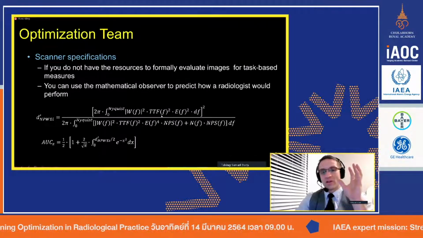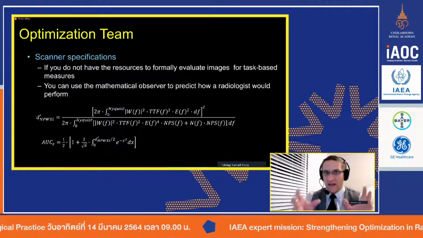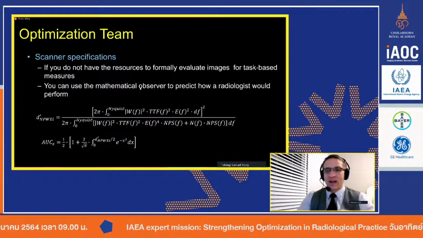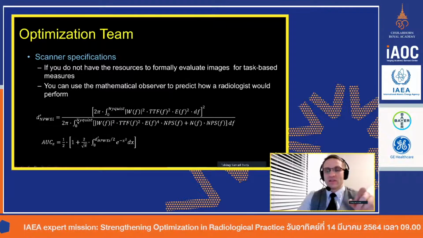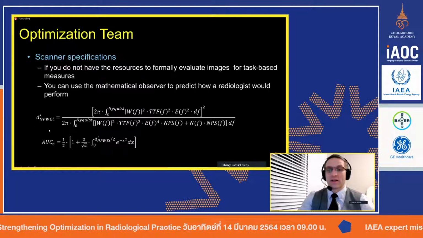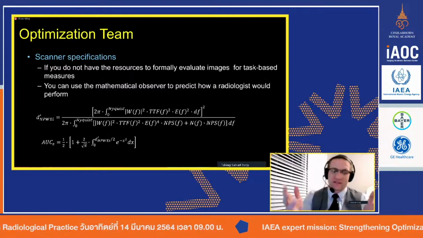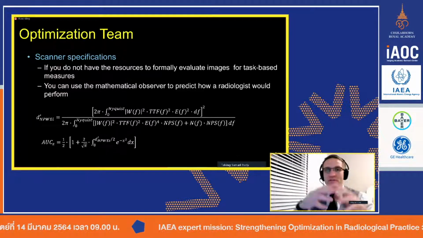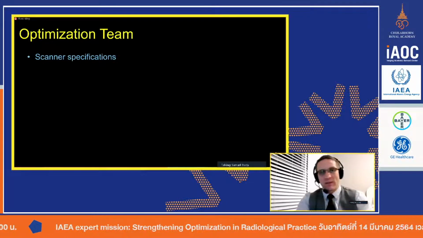And that is where you use those physics metrics that we can calculate using phantoms, using water phantoms or plastic phantoms. And we can calculate the MTF, the noise power spectrum, all of those things. And these calculations will predict how a radiologist will perform. And they're very good at predicting that. So if you don't have time to put a million images, that's an exaggeration, a couple hundred images in front of radiologists, and get 3 or 4 of them to make assessments, that's a hard thing to ask of them. You can do it mathematically.